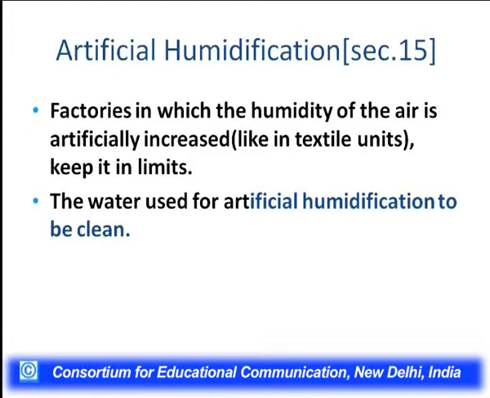In factories where the humidity of the air is artificially increased, like in textile units, there have to be limits set for that particular humidification. The water used for artificial humidification has to be clean, especially for certain industries like cotton industries. In order to improve the quality of the products, the humidity is maintained in the factory. If the environment is too dry, then the quality of the cotton produce or the textile may decrease. So for that, the factories try to increase humidity as much as possible.